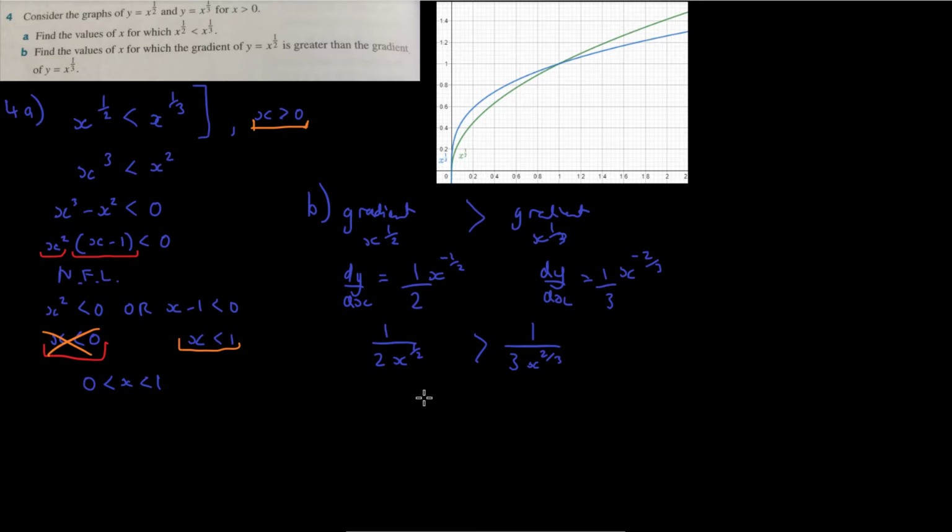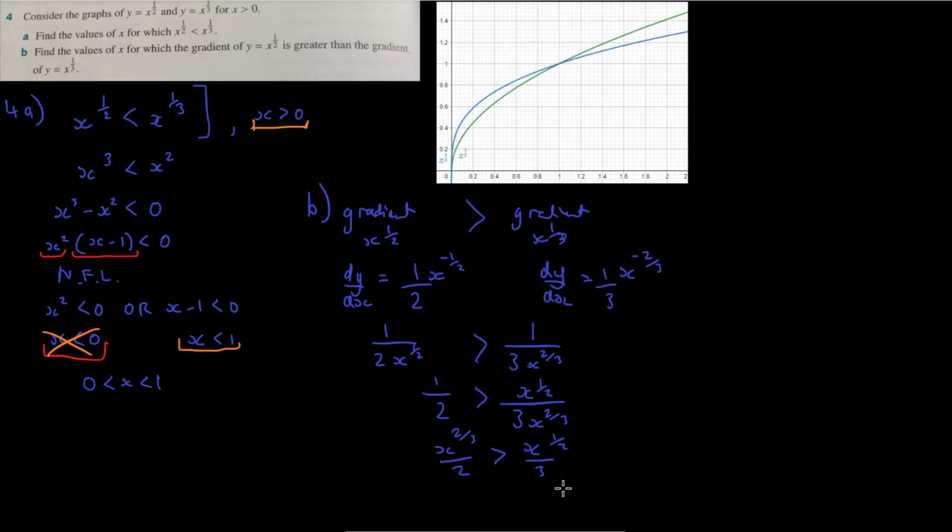Okay, let's work on this. Let's start by getting the x's out from the bottom. So we'll multiply both sides by x to the power of a half. We'll get 1 over 2 is greater than x to the power of a half over 3 x to the power of 2 thirds. I don't like that x to the power of 2 thirds on the bottom of that fraction. Let's multiply both sides by x to the power of 2 thirds. And then we get this. Okay, not bad.